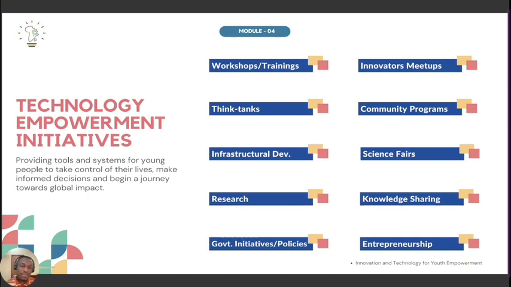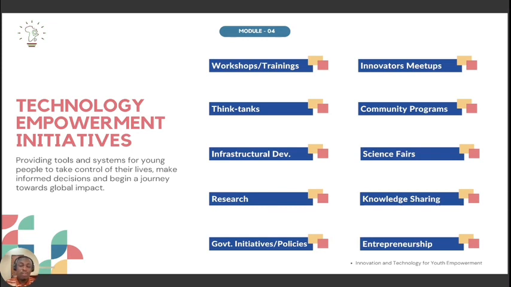Then also science fairs, because at science fairs a lot of things are displayed. People are motivated. People get to learn new things. Knowledge is shared just like that. So even research, there should be a constant push for knowledge, knowledge transfer, knowledge sharing, and so on.